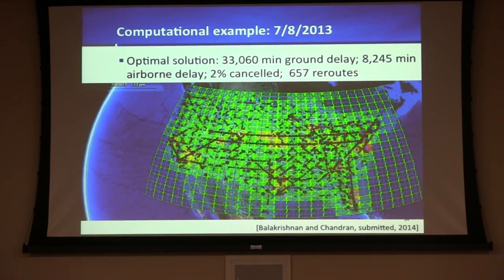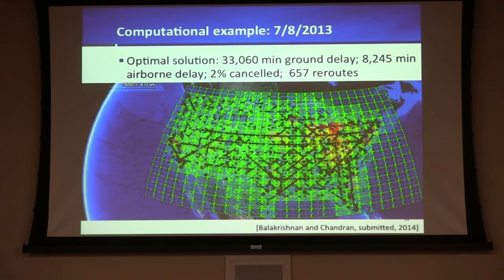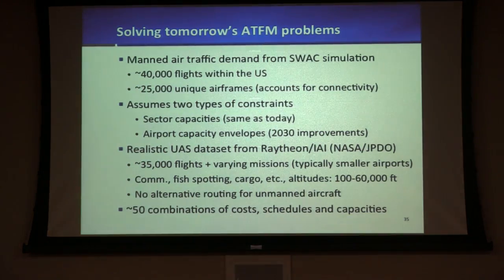I wanted to end with some work that we've been doing more recently as part of our NASA SDIR, where we're looking at future demand sets and also at parallelizing on the cloud. So here, we also want to introduce unmanned demand. This is from the FAA's JPDO demand set, and we have manned as well as unmanned traffic. We have about 40,000 flights with 25,000 unique airframes in this data set, telling us what each of those aircraft is scheduled to fly. We have some estimates of what the sector capacities and the airport capacities are likely to be, but we also have unmanned demand in this data set.